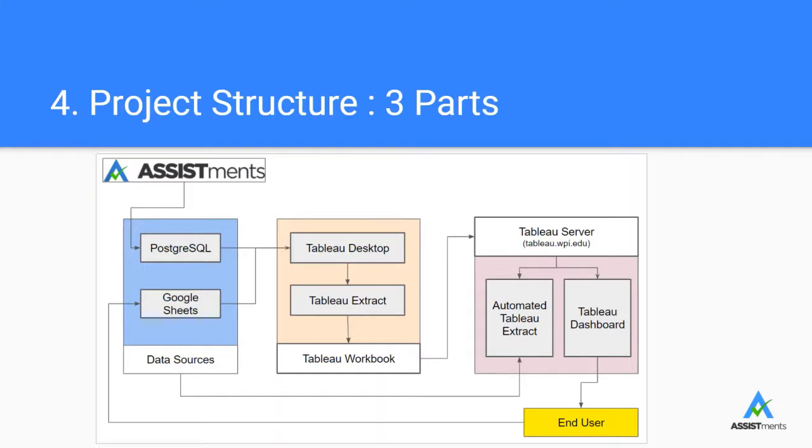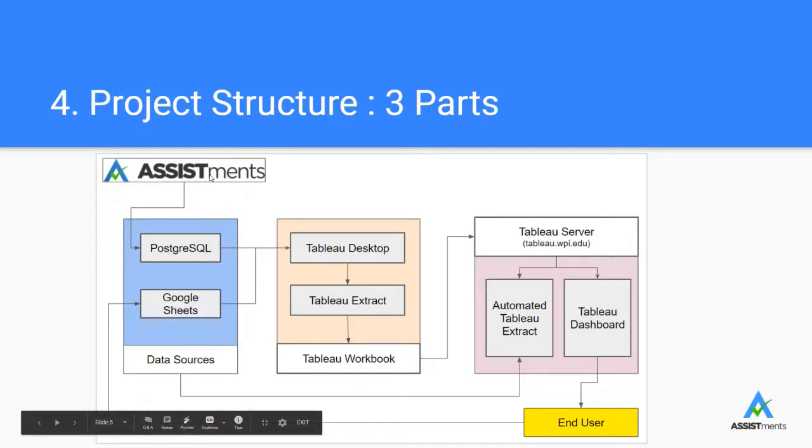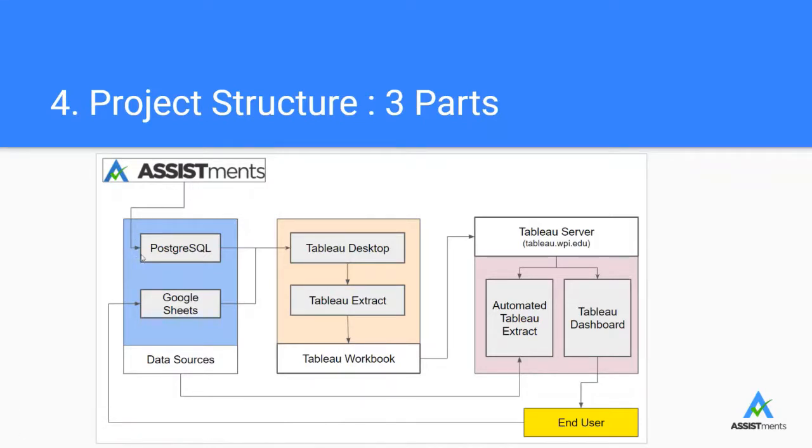So the project structure can probably be defined as having three parts. The first part is the data sources, wherein it gets data from assessments and when teachers and students use it, and we store it in a PostgreSQL database. And also we pull some data from Google Sheets, which allows for manual entry of data. Then there's a Tableau workbook, which is essentially living on your desktop where you do all the development. Tableau desktop connects to the data sources and also creates a local extract, wherein it blends all the data we ask from the data sources and keeps a local copy of that. And we work with that in our workbook, which essentially helps us create dashboards.